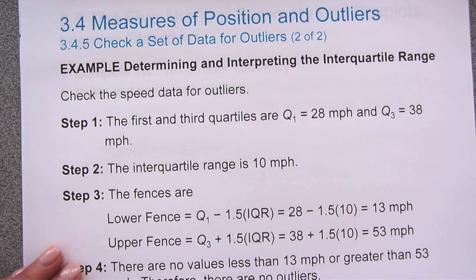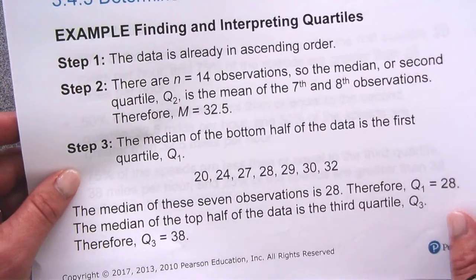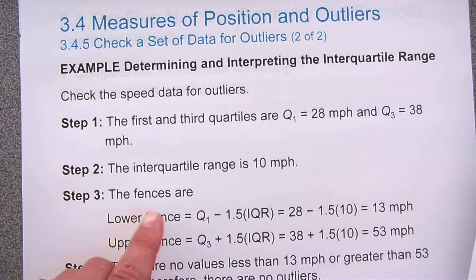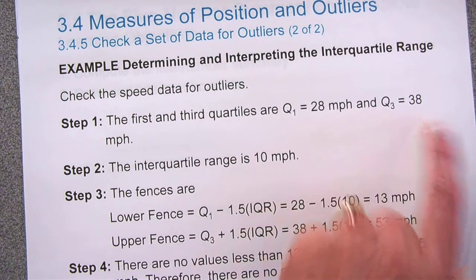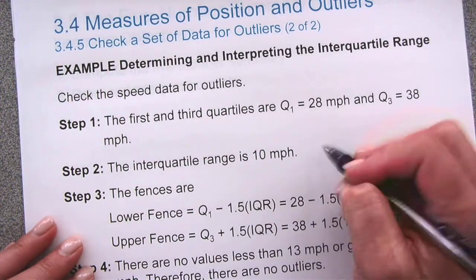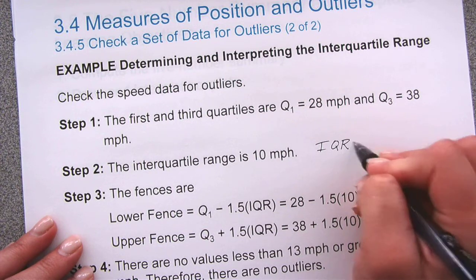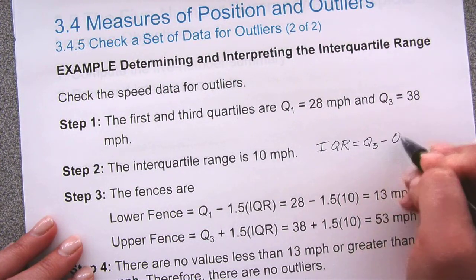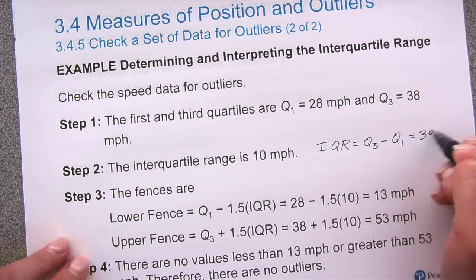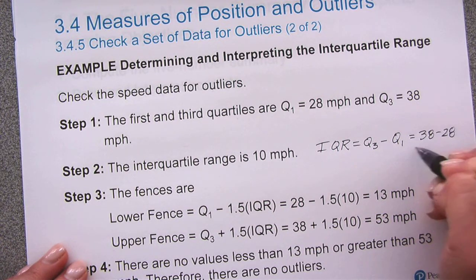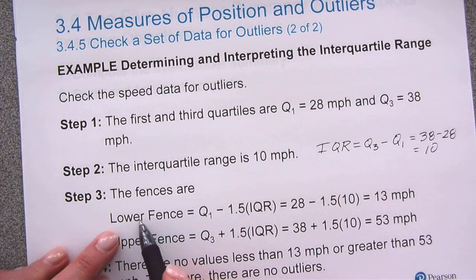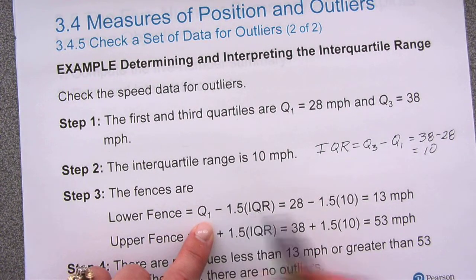Okay, so this is the same data that we were looking at, the cars driving in the school zone. Here are our data points. We found Q1 and Q3 to be 28 and 38. So the interquartile range is Q3 minus Q1, which is 38 minus 28. So that's 10.